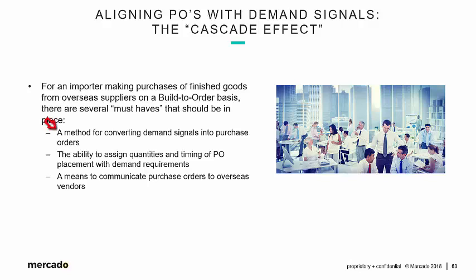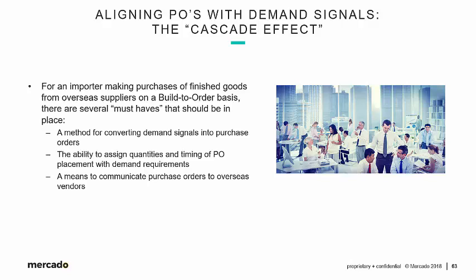So first, how do we convert those demand signals into purchase orders? Even if we only work off of a sales forecast and never update forecasts with actual demand, we still have to have a way to convert quantities in the sales forecast into purchase orders. How are we going to do that? Spreadsheets? Maybe. Digital capability? Probably a little better idea.